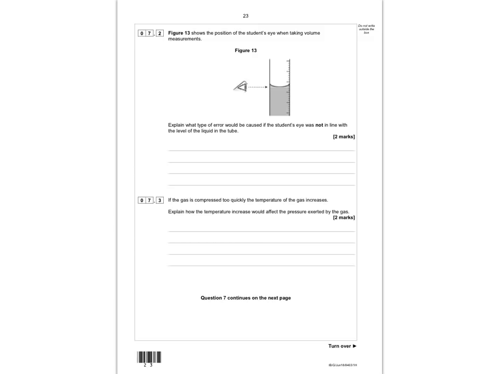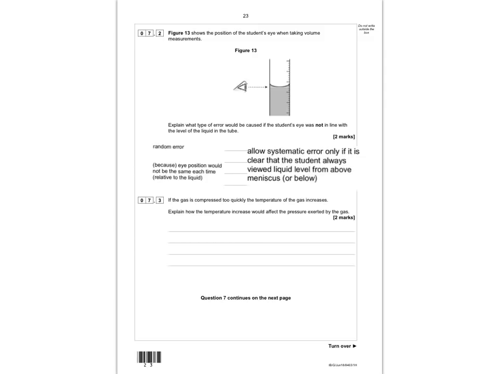The second mark is for saying that this happens only once, which is why it's a random error. Again, the term human error is insufficient. You are also credited, however, for saying systematic error if you explain that they viewed it from above or below the line consistently in each measurement.